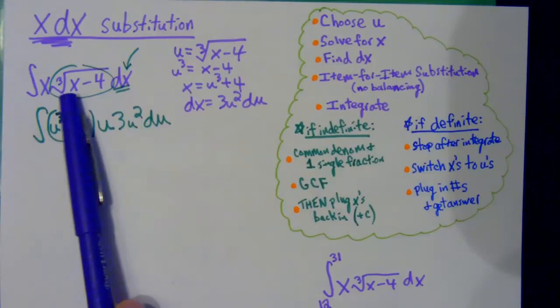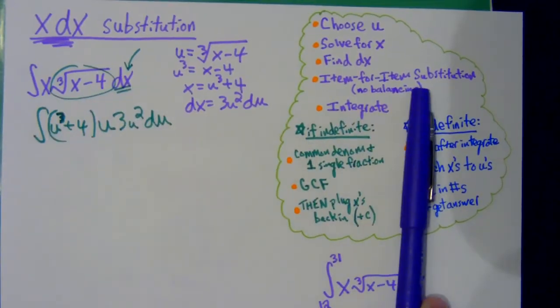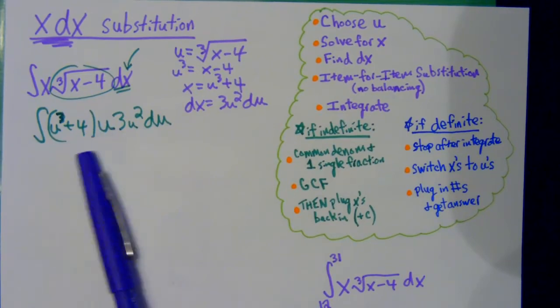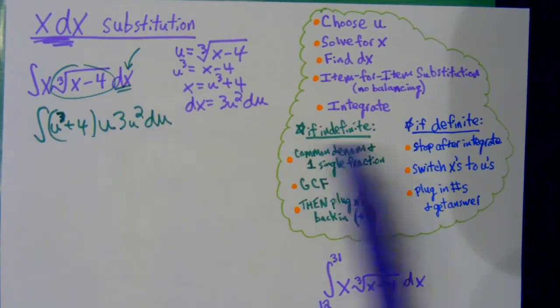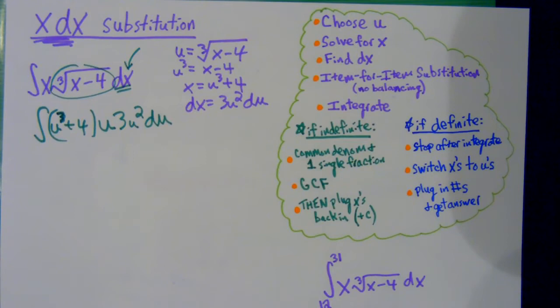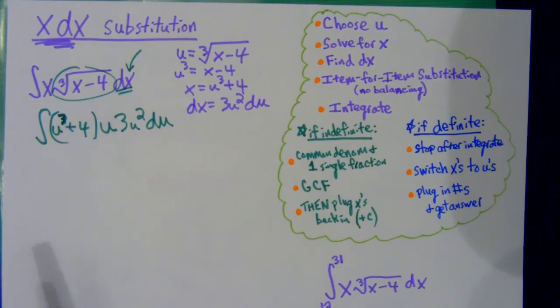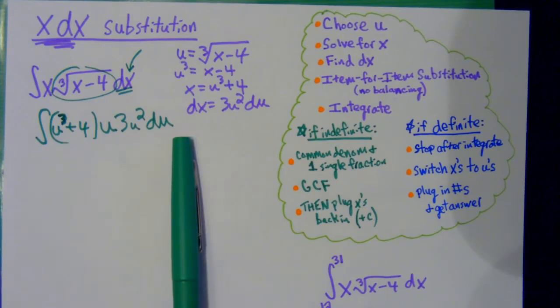So again, everything gets accounted for here, item for item substitution. There is no balancing anything there. Everything gets accounted for. And now right here, we have nothing but u's. And at this point, sometimes you've got to do a little bit of legwork. Like if you have this binomial squared, you're going to need to multiply that out. We're going to need to distribute stuff here.